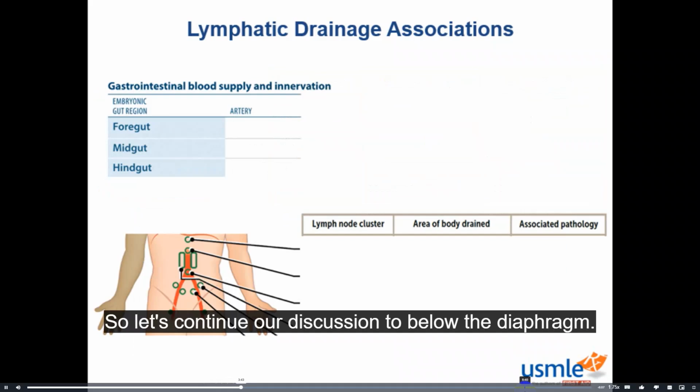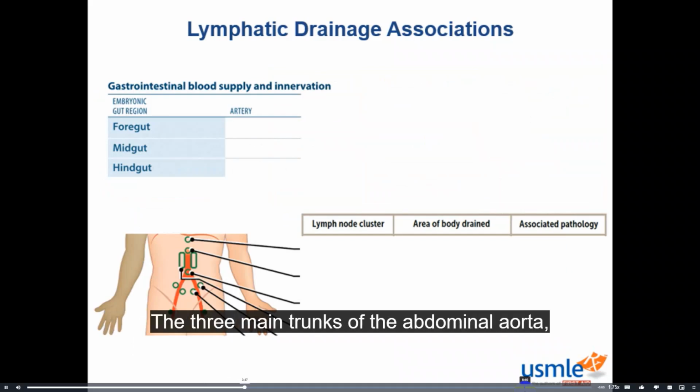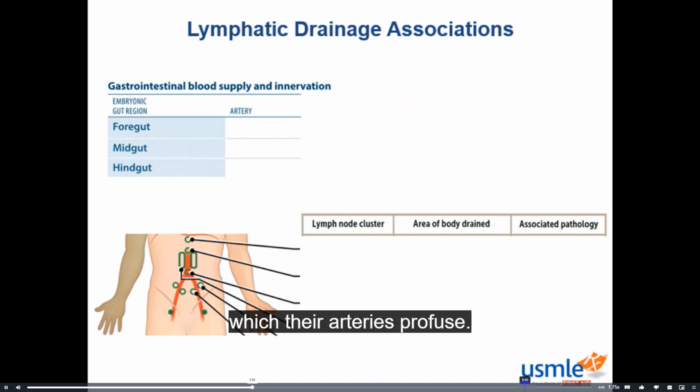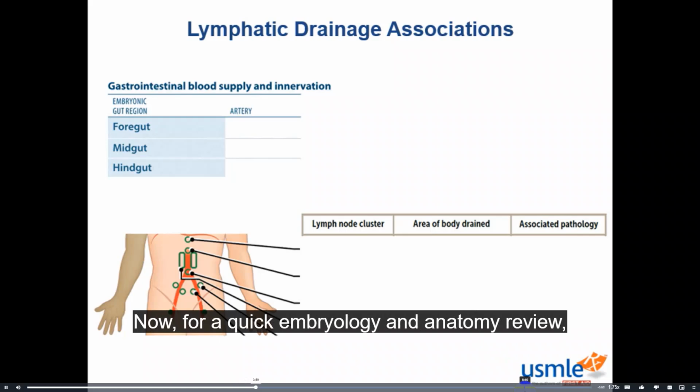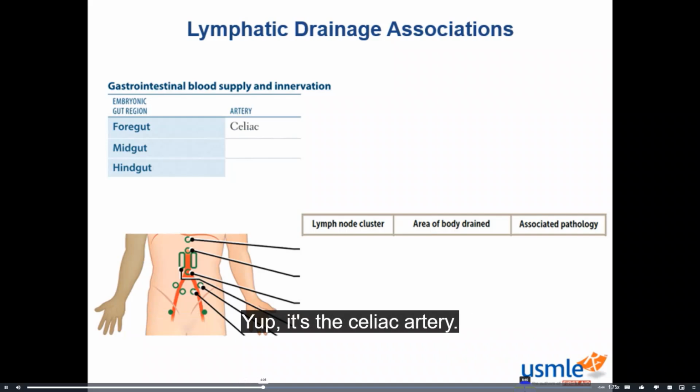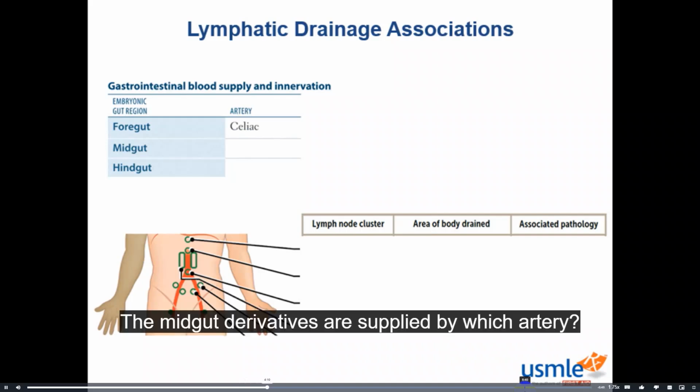So let's continue our discussion to below the diaphragm. The 3 main trunks of the abdominal aorta each has its own separate set of lymph nodes, and they more or less drain the areas which their arteries perfuse. Now, for a quick embryology and anatomy review, we know that the foregut derivatives are supplied by which artery? Yep, it's the celiac artery. The midgut derivatives are supplied by which artery?